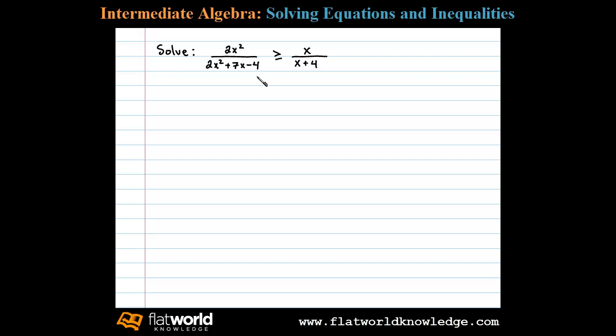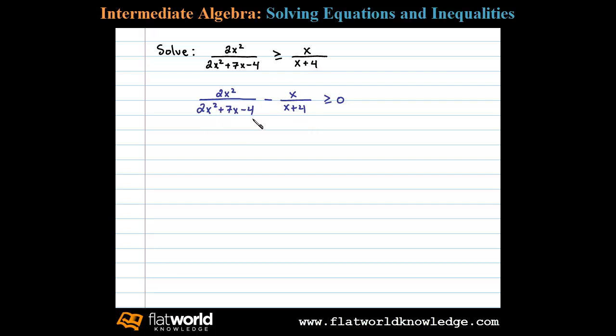Here we want to solve a rational inequality. We'll begin by obtaining 0 on the right side. To do that, we'll subtract x over x plus 4 on both sides. Next, we need to simplify the left side to a single algebraic fraction.